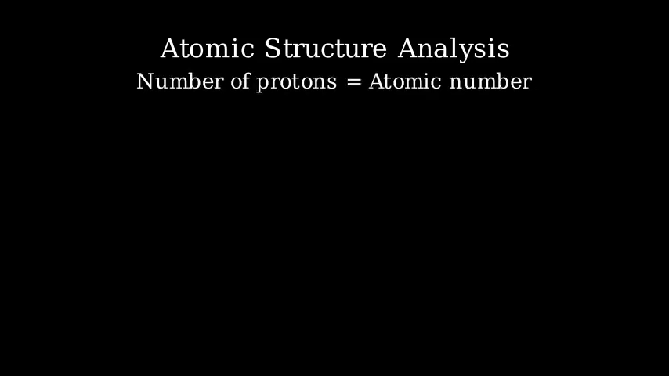Let's identify and explore the element that has 9 protons and 11 neutrons in its nucleus. The number of protons in an atom's nucleus determines its atomic number. An element with 9 protons is fluorine, represented by the symbol F. On the periodic table, fluorine has an atomic number of 9.